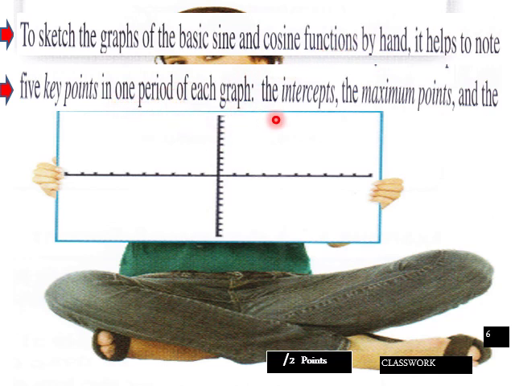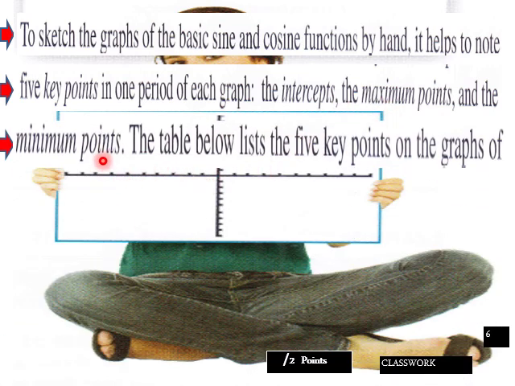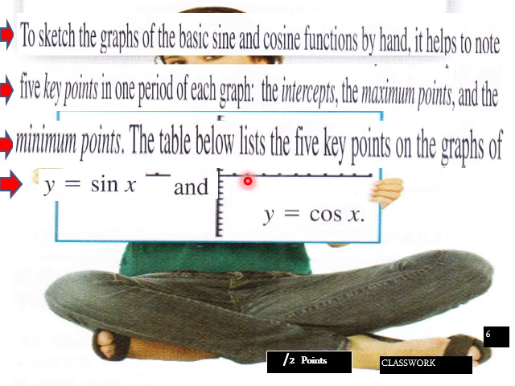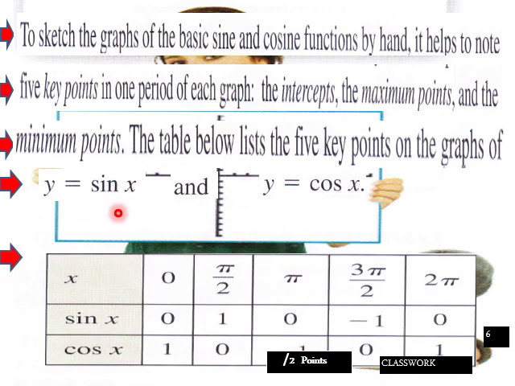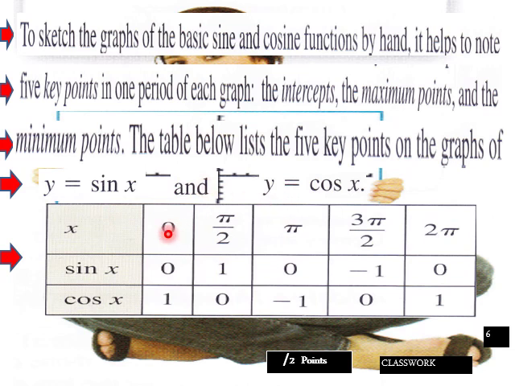To sketch graphs of basic sine and cosine functions by hand, it helps to note 5 key points of one period of each graph: the intercepts, the maximum points, and the minimum points. The table below lists the 5 key points on the graphs of y equals sine x and y equals cosine x. So here are your 5 key points for sine x and cosine x here. That would be how it alternates here like that. Notice that. So pi over 2, etc.